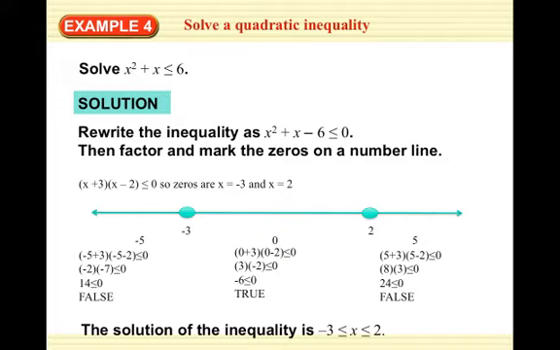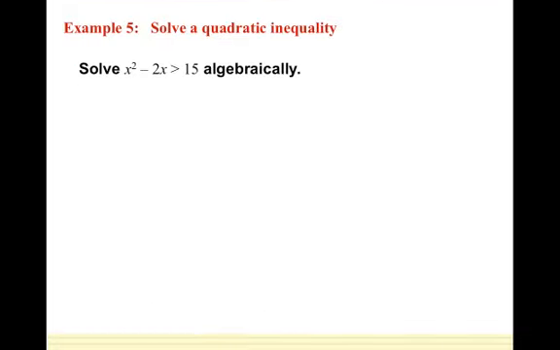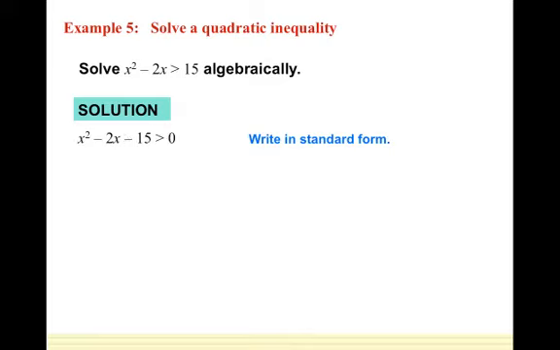So the solution of the inequality is negative 3 less than or equal to x less than or equal to 2. And then I shade in the region between negative 3 and 2 on my number line. Our last example, example 5, we're going to solve x squared minus 2x greater than 15 algebraically. So we're going to write it in standard form: x squared minus 2x minus 15 is greater than 0.